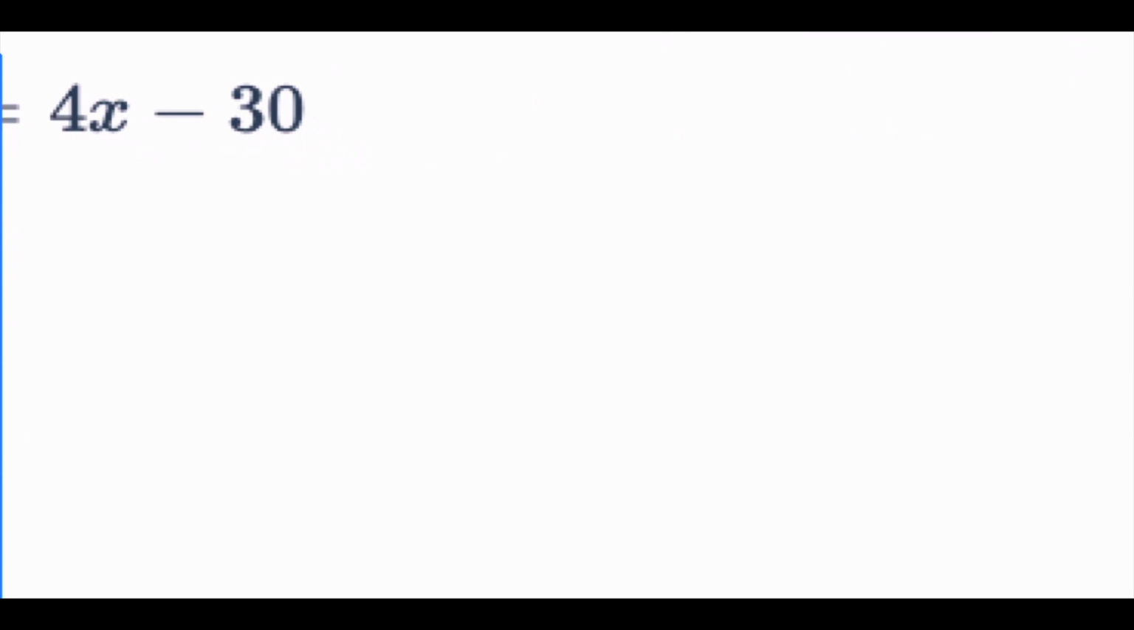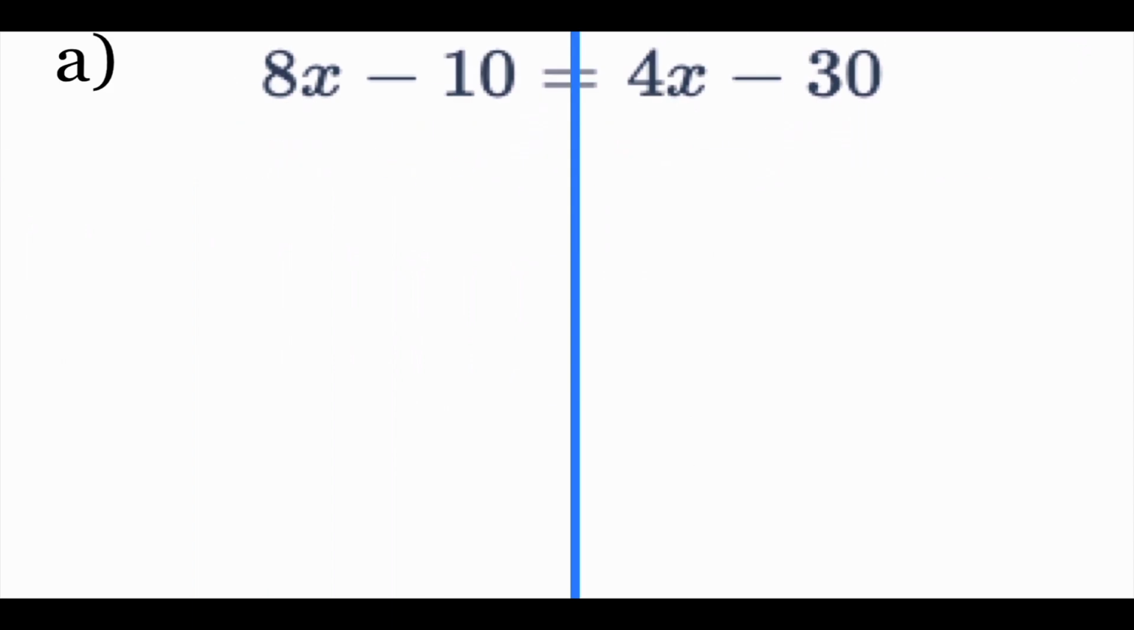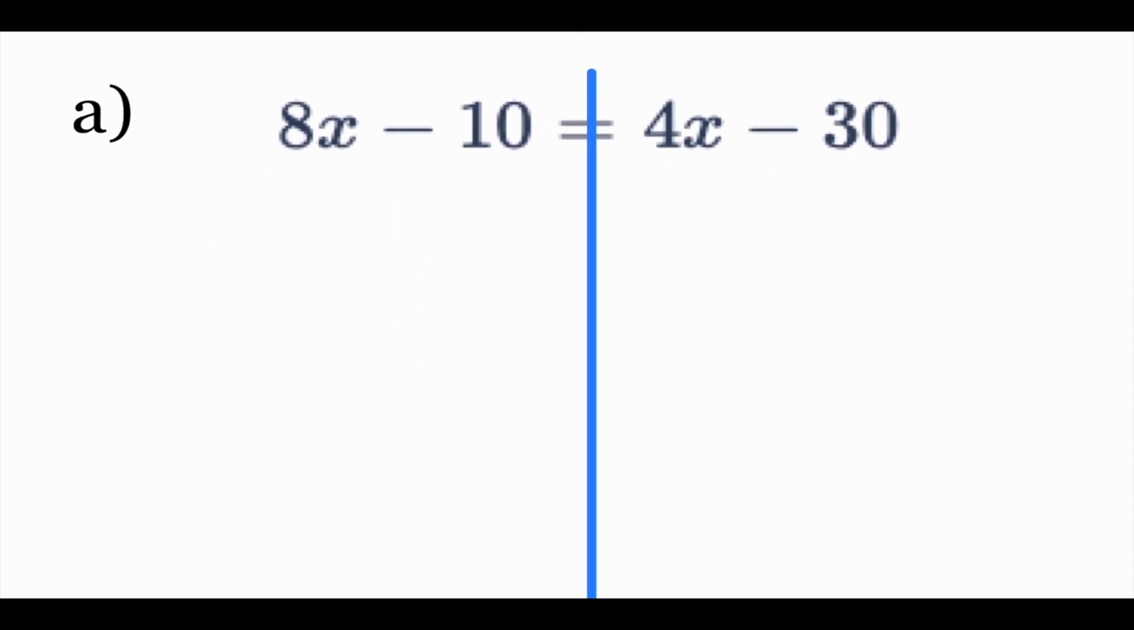But what I can do is get the X's on the same side, right? I have an 8X on the left side. I have a 4X on the right side. To get them together, I have to use the opposite operation, right? So usually I start with the smaller one. 4X is smaller than 8X. So is this guy positive or negative? So what's the opposite operation? Subtract or negative, right? Subtract negative means the same thing.